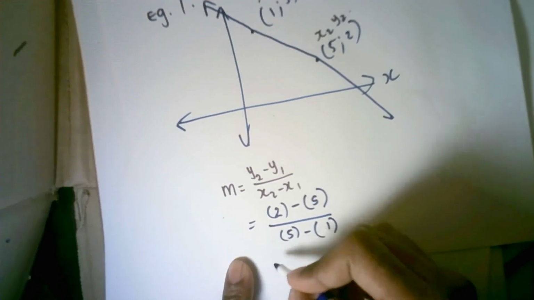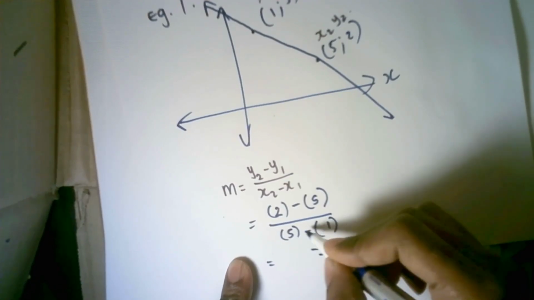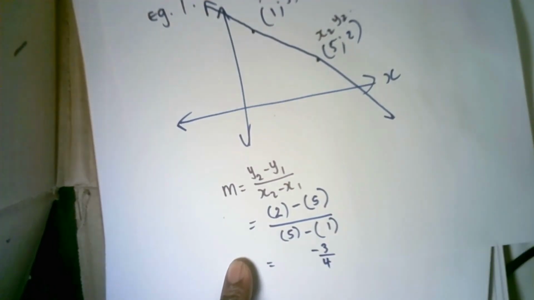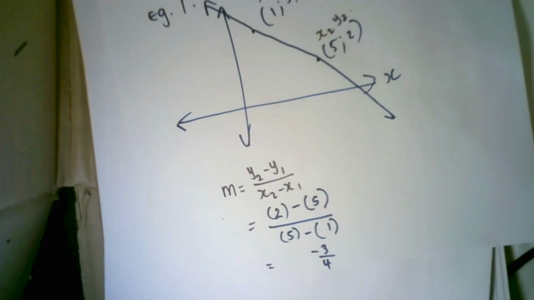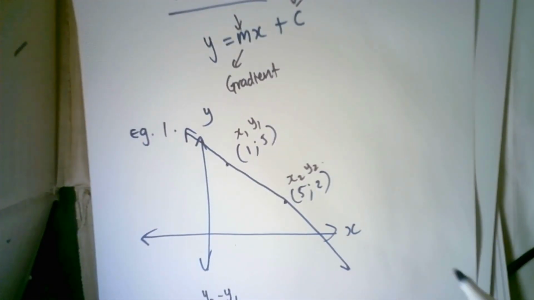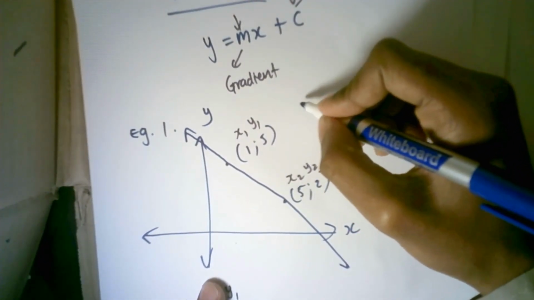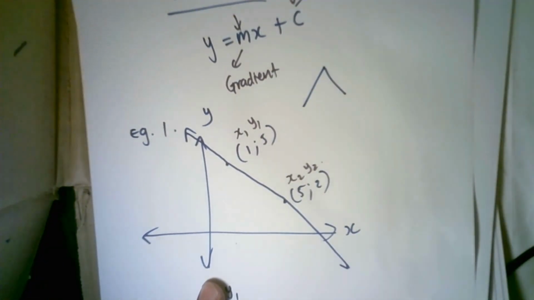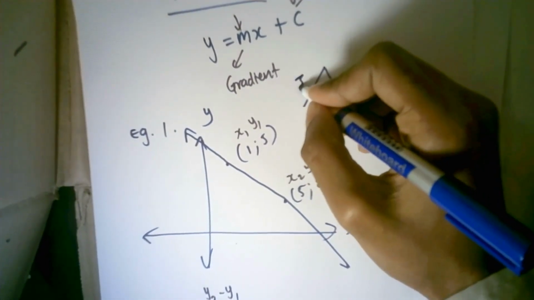is 1. And this is equal to 2 minus 5, which is negative 3, over 5 minus 1, which is 4. So the gradient of this line is negative 3 over 4. And this makes sense because this is a decreasing graph, right? It's sloping downwards. The easiest way to remember an increasing and decreasing graph is just draw something like that, like a hat, and write ID.